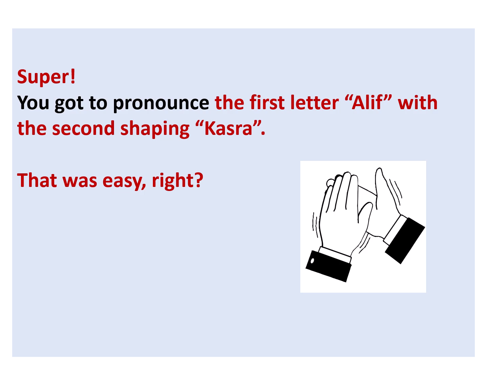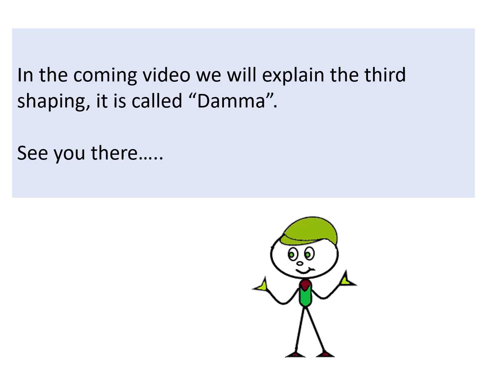Super. Now you got to pronounce the first letter Alif with the second shaping, kasra. That was easy, right? So now we said A and E. A is Alif carrying fatha and E is the Alif carrying kasra. In the coming video, we will explain the third shaping, which is called Damma. See you there.